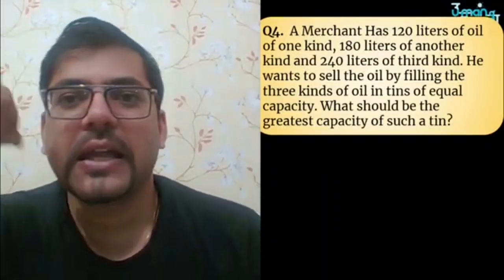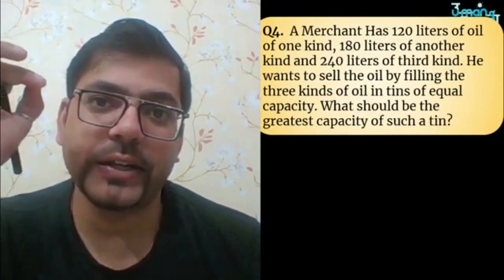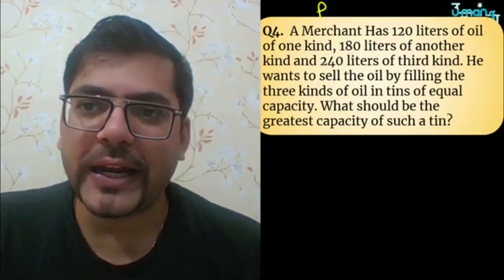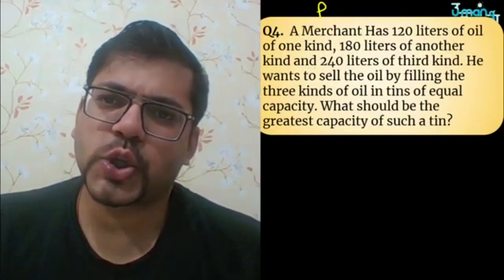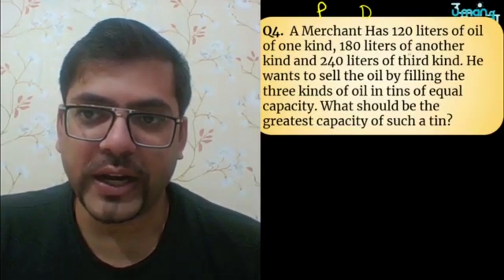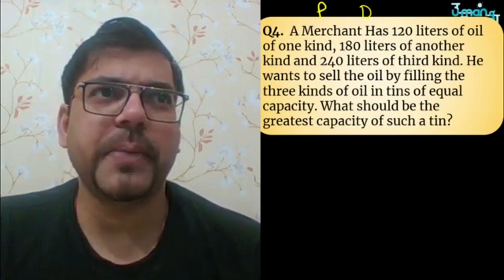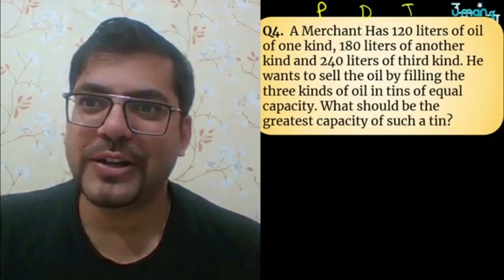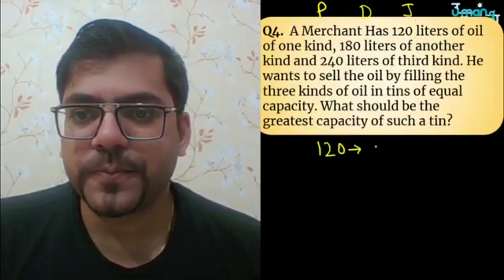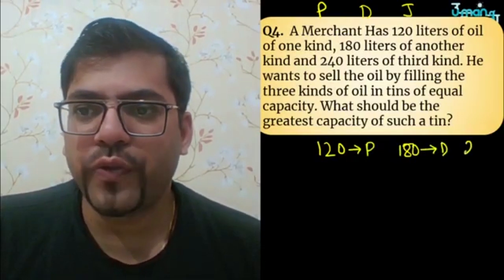This question says that a merchant has 120 liters of oil of one kind. Let's call it petrol. 180 liters of another kind, let's call it diesel. And 240 liters of a third kind, let's call it refined petrol or jet fuel. So a merchant has 120 liters of petrol, 180 liters of diesel, and 240 liters of jet fuel.